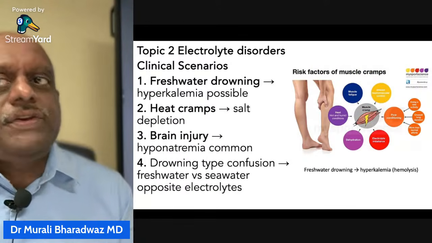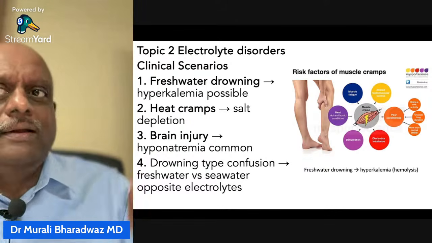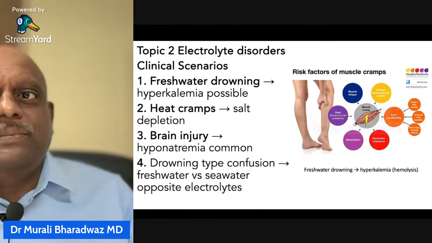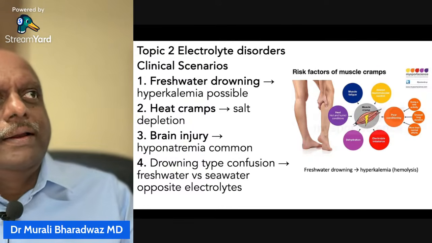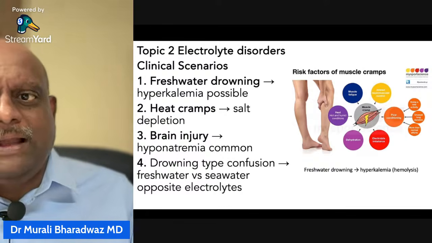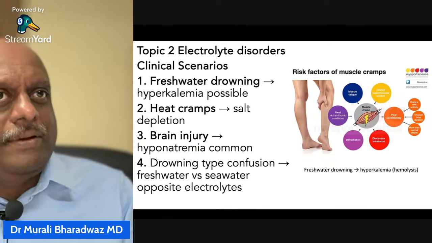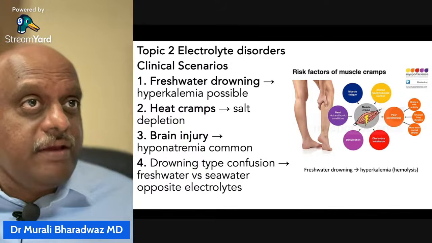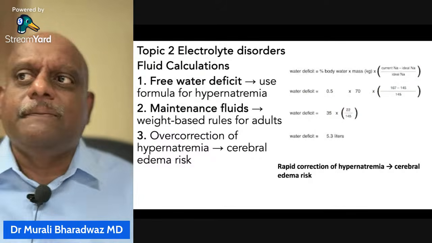Now, a lot of questions come, typically electrolyte disorders, freshwater drowning. What do you get? Hyperkalemia. Heat cramps is due to salt depletion. Then brain injury leading to altered sensorium is a feature of hyponatremia, right? A lot of times a question is asked on the drowning type. Freshwater drowning, hyperkalemia. Seawater drowning, hypo, right? That is a fundamental difference.